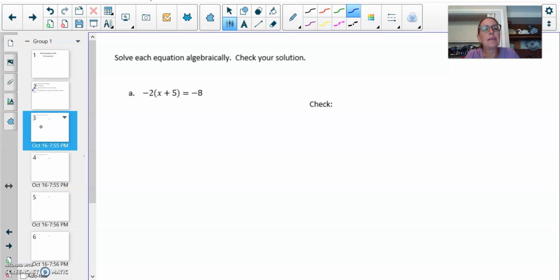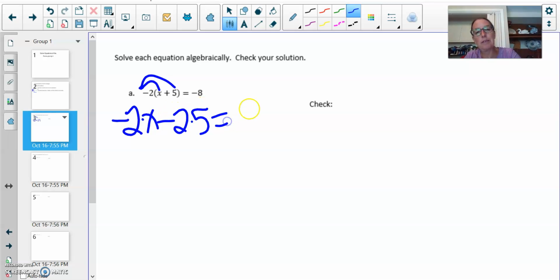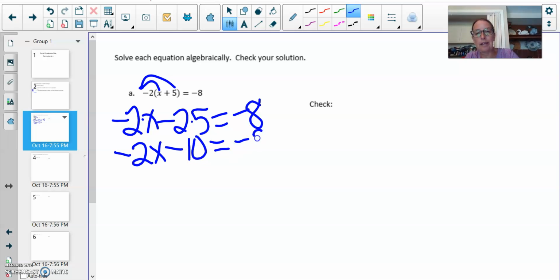Okay, solve each equation algebraically, check your solution. -2 times the quantity x plus 5 equals -8. So I'm going to use that first option where I distribute the -2 through. So it becomes -2 times x minus 2 times 5 equals -8. After you distribute, multiply it out. So it's -2x minus 10 equals -8. Now do your inverse work, so add 10.